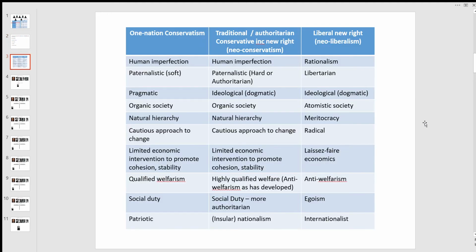And for conservatism, in a table, it might look something like this, the three strands. You've got one nation conservatism, and traditional conservatism, which in a previous video I've called authoritarian, but in the new syllabus the two of them are the same, traditional stroke authoritarian, which would include the neoconservative strand, the new right. And then, if you like, the cuckoo in the nest, the liberal new right, neoliberalism, that second wing of the new right. And you can see the tensions across the strands, belief in human imperfection, and it's the neoliberal strand who are essentially classical liberals. So again, this table will be in the PowerPoint when I send it out to you.